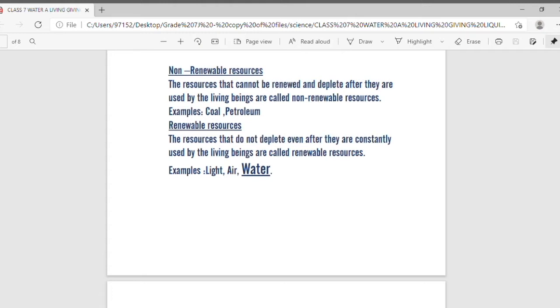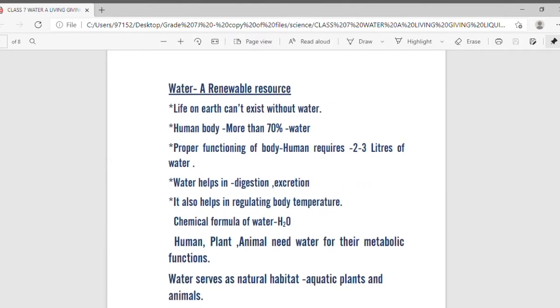Now let's learn the first topic, water and renewable resource. Life on Earth cannot exist without water. Every life form depends on water. Human body is made up of more than 70% of water. Why do we need water? For proper functioning of body, humans require water. How much should an adult human drink? 2 to 3 liters of water.